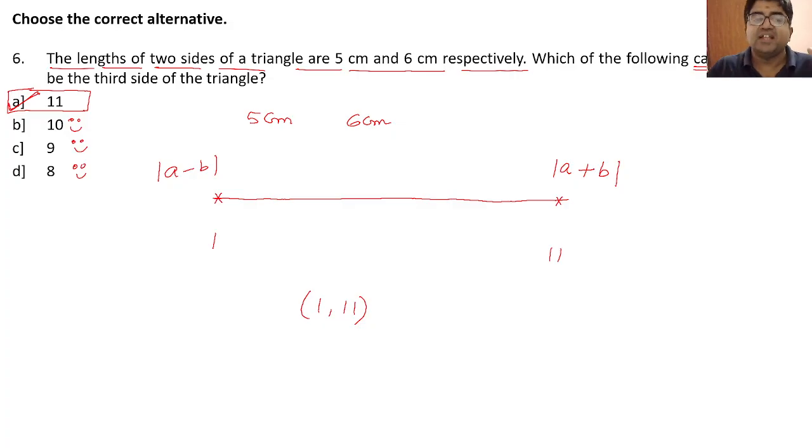All the values that are lying in between A minus B and A plus B are the possible measurements associated with the third side of the triangle. You cannot take A minus B, you cannot take A plus B, and anything which is lying outside that range also will not be possible. So like I said, all the set of values that are lying between A minus B and A plus B are possible measures of that third side of the triangle. Using this algorithm, you can answer questions of this variety.